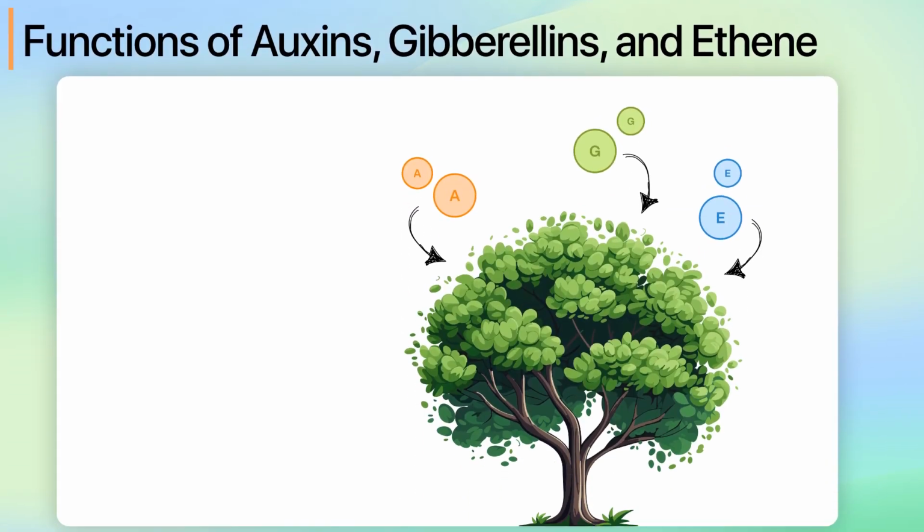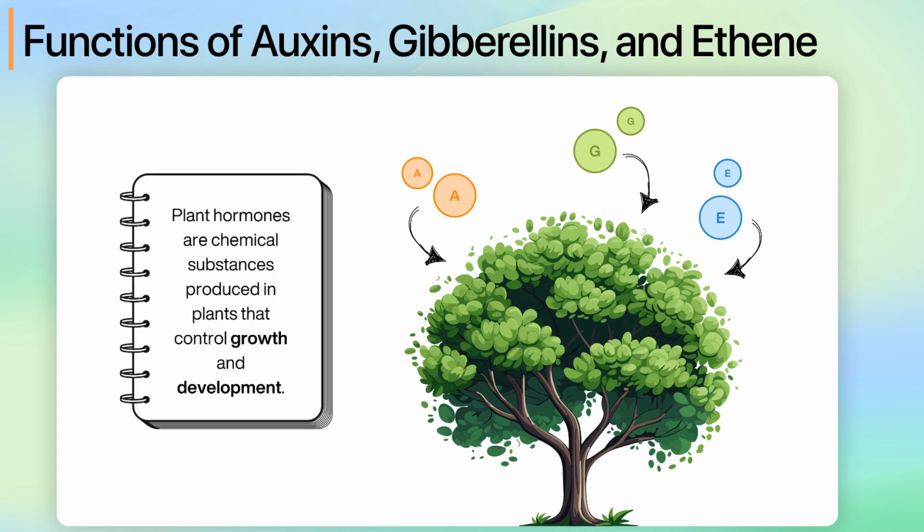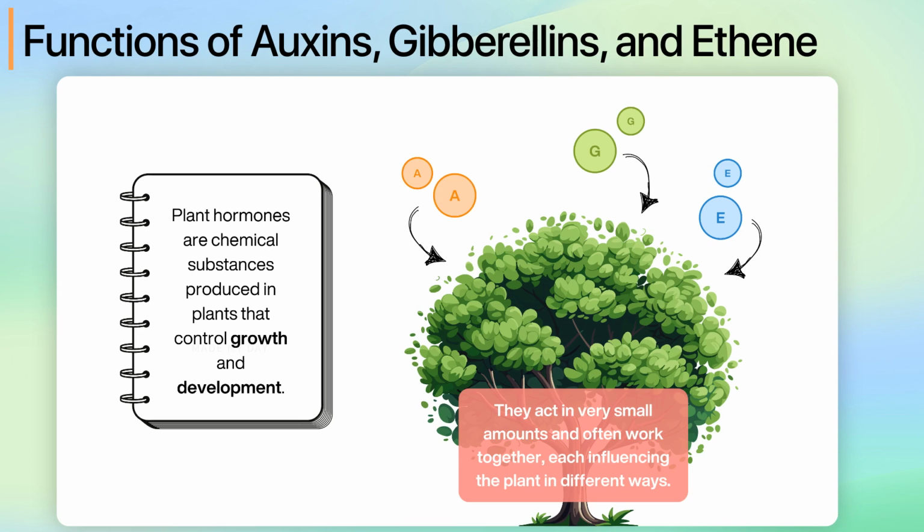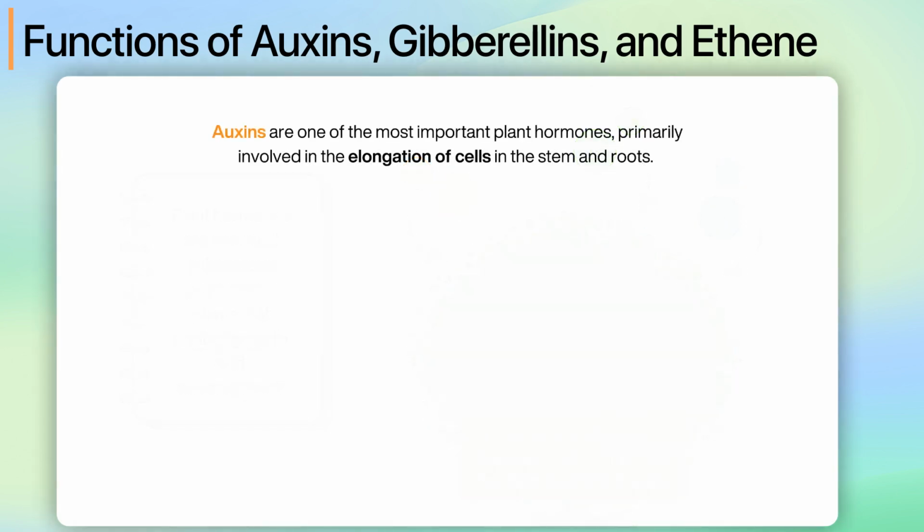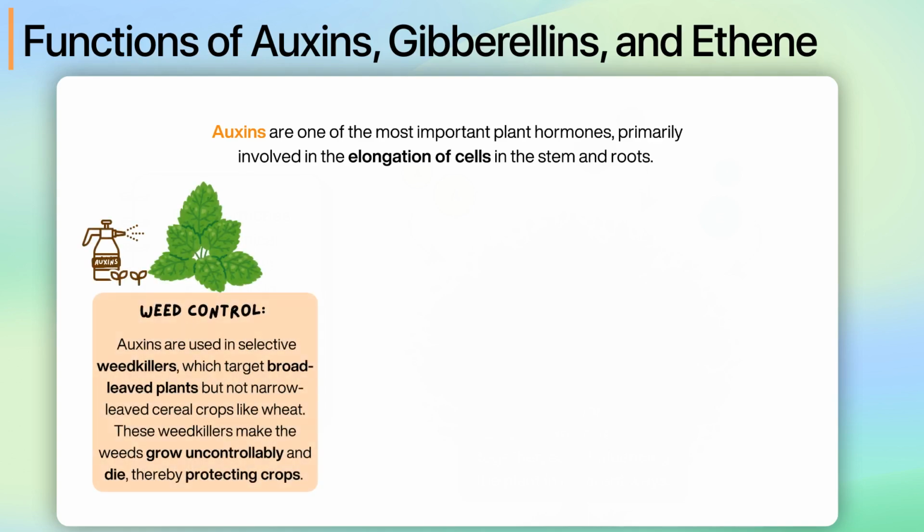To begin, let's remind ourselves what plant hormones are. Plant hormones are chemical substances produced in plants that control growth and development. They act in very small amounts and often work together, each influencing the plant in different ways. Auxins are one of the most important plant hormones, primarily involved in the elongation of cells in the stem and roots. Auxins are used in selective weed killers, which target broad-leaved plants but not narrow-leaved cereal crops like wheat. These weed killers make the weeds grow uncontrollably and die, thereby protecting crops.